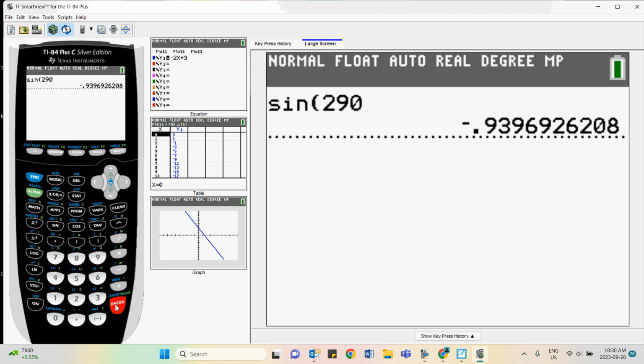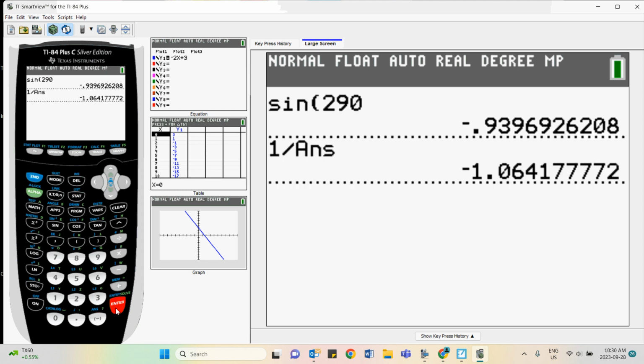So I have to go 1 divided by, and I can pick the answer from the line above. Hopefully you can too on your calculator, or you'll have to type in all those digits. You use all your decimal places; the only thing you round is your final answer.